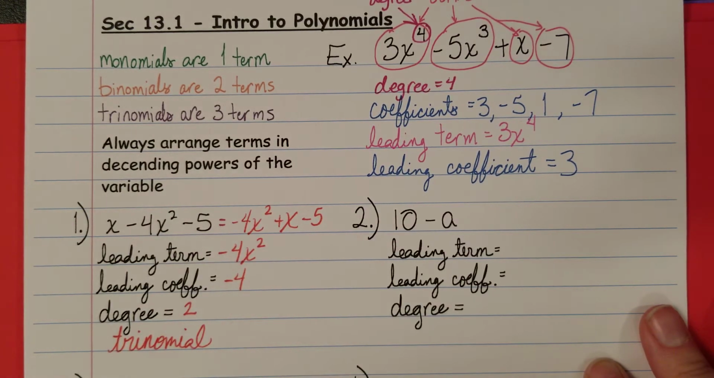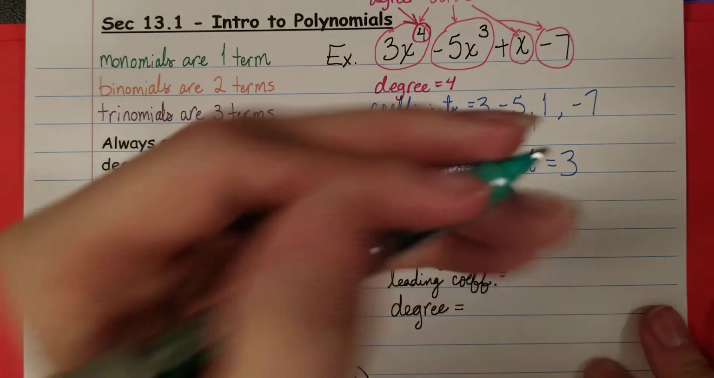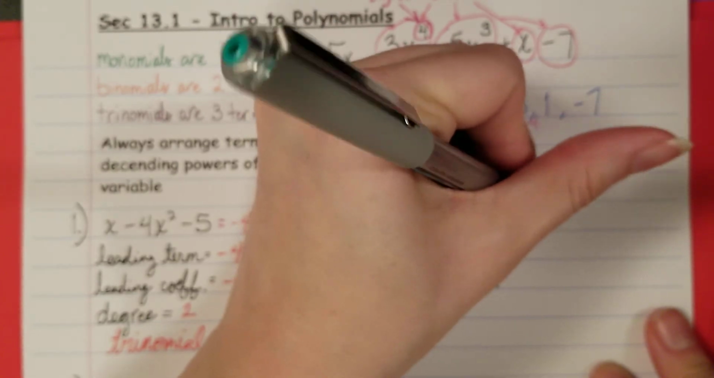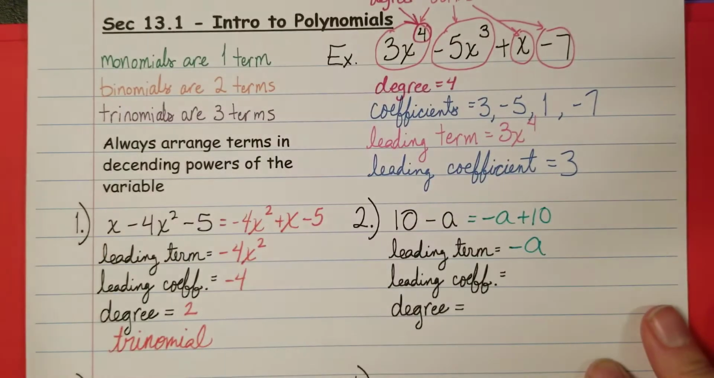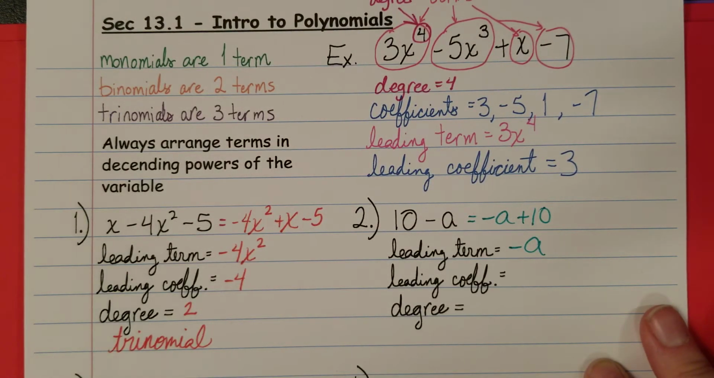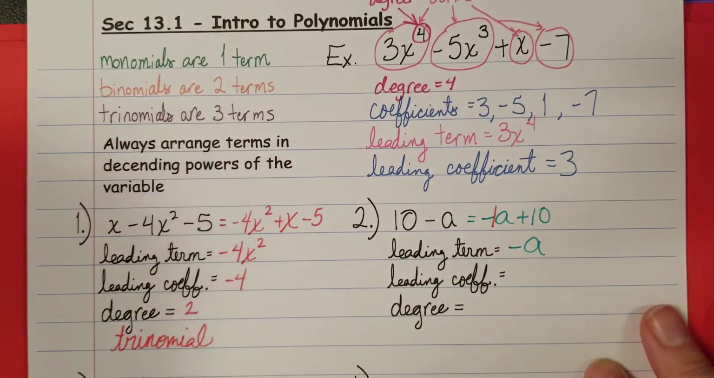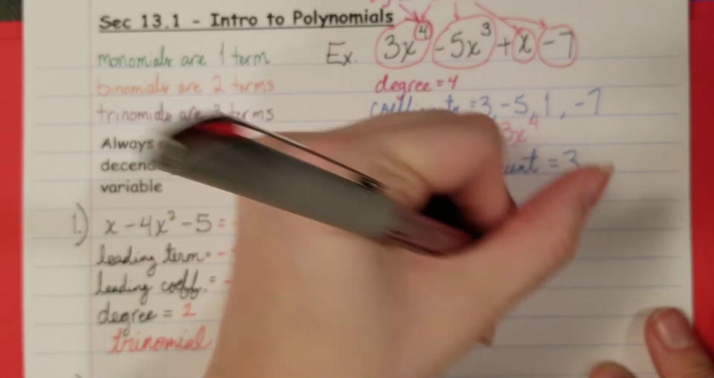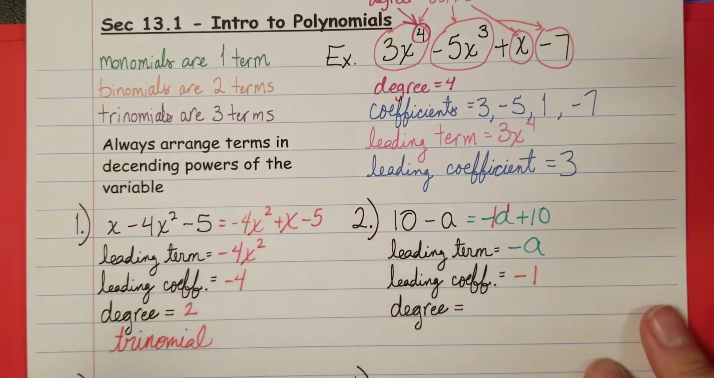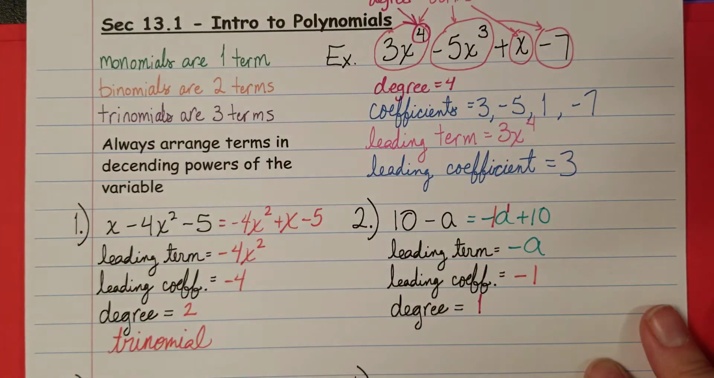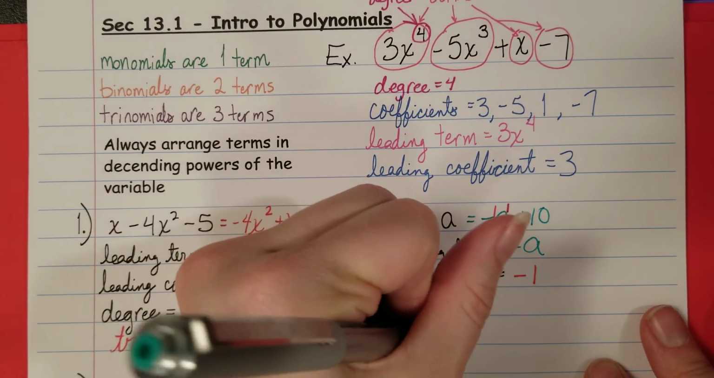All right, number 2, 10 minus a. So to put that in order, it would be negative a plus 10. So the leading term is negative a. All right, and there is an invisible 1 here. So the leading coefficient is negative 1. And there's an invisible exponent of 1 here. So the degree is 1. And that's 2 terms, which makes it a binomial.